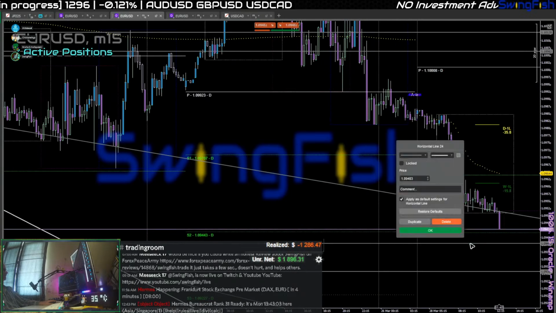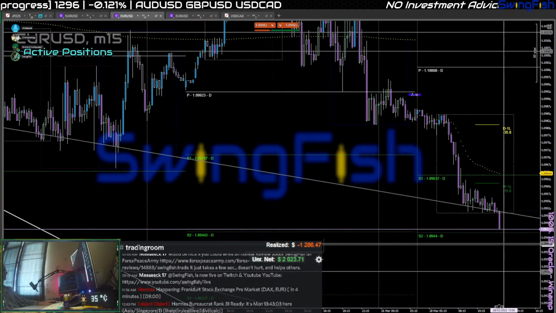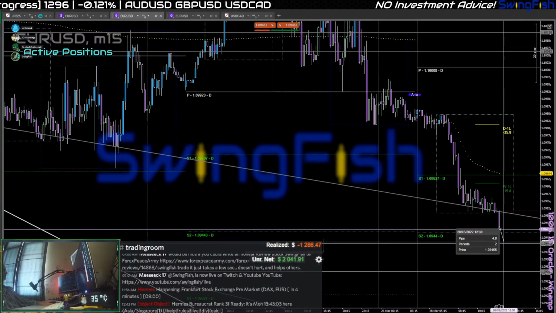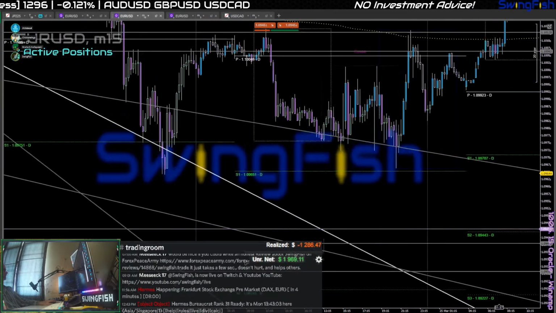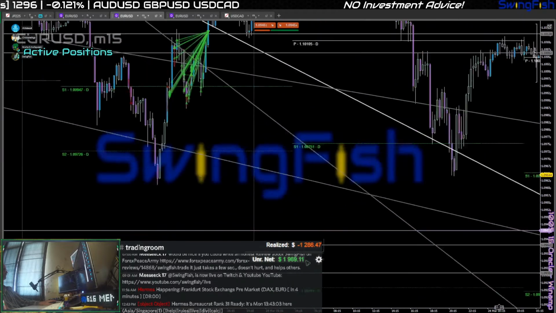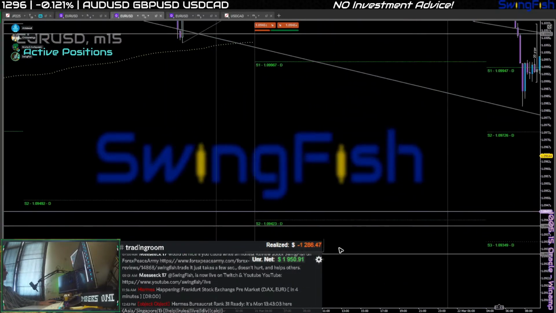But the actual nearest target is actually not that far. It's a little bit below S2, 4.8 pips from the current price. Dollar CAD's now at the high. It's just a horizontal actually.